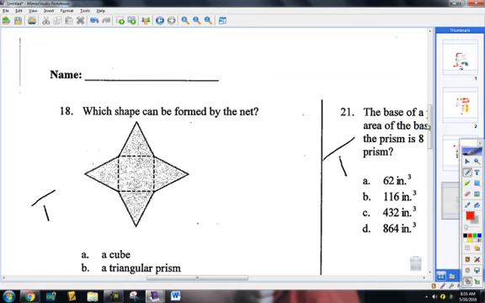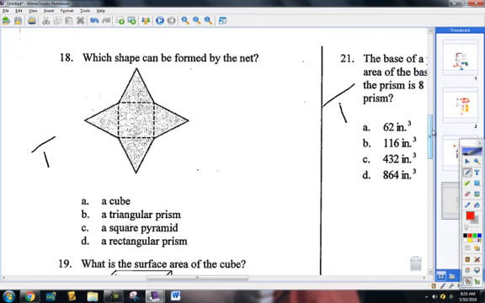Alrighty, number 18. Which shape can be formed by the net? Okay, which shape can be formed by this net? Well, we just talked about it. There's your base shape. You can see that these triangles, if you were able to grab them right there and fold them in, what shape would you have? You'd have a pyramid, right?